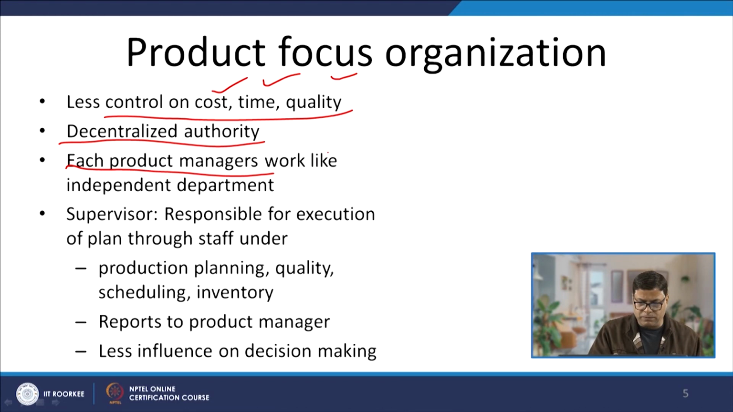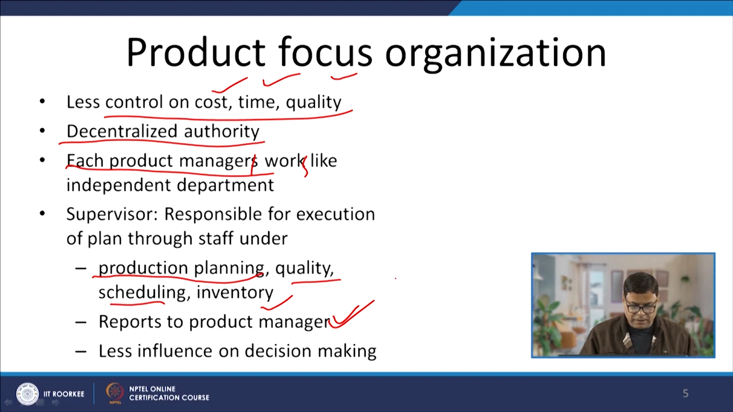Each product manager works like an independent department, and in this case supervisors are responsible for execution of the plan through the staff, and they are responsible for production planning, quality control, scheduling, and inventory. The supervisors will be reporting to the managers. However, the supervisory staff has less control over decision making.